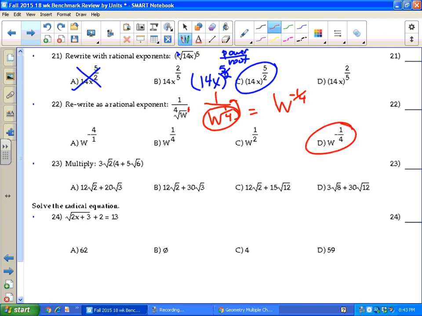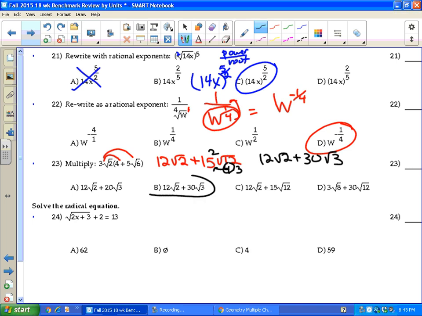All right. Multiply. Outside times outside, inside times inside is 12 root 2. Outside times outside, inside times inside is 15 root 12. I can simplify that into 4 times 3. 2 comes out. 12 root 2 stays, because you can't do anything to that. 15 times 2 makes me 30, and I have a 3 underneath. All right, that looks like choice B.